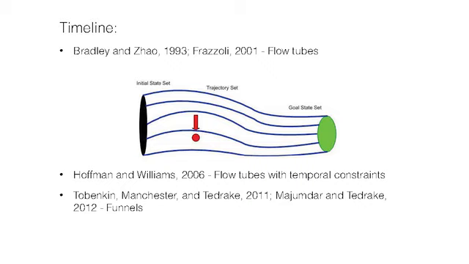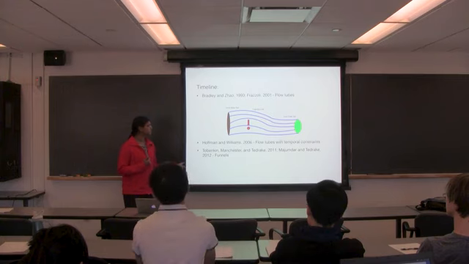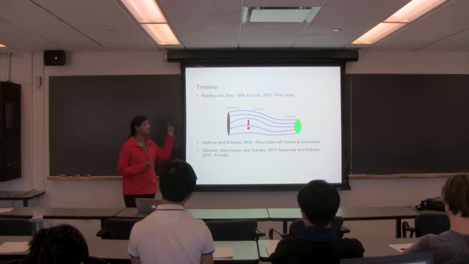And there was also work by Russ Tedrake's group about using funnels for motion planning. So funnels is also a similar concept to flow tubes. It's kind of like a stability region around your path, so that if you're inside the funnel, you're guaranteed to stay inside the funnel. So in this lecture, we'll go into more details about motion planning using funnels. And again, there are references for the other papers if we want to look into them.